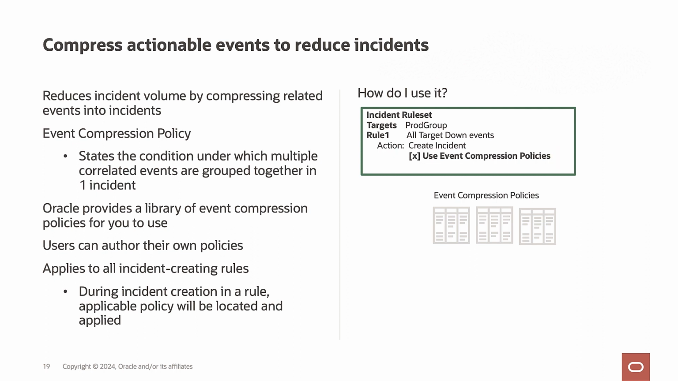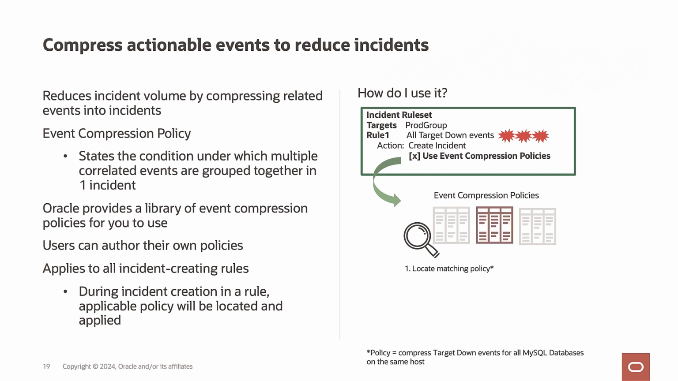If the MySQL databases go down, each of these will generate a target down event. Before creating an incident, EM will first check to see if there is a matching event compression policy. If found, it will correlate and compress the events into one incident. So you'll end up with one incident containing 3 events instead of 3 incidents containing 1 event each.